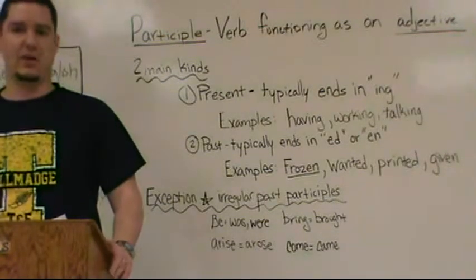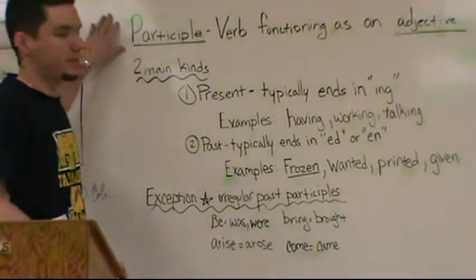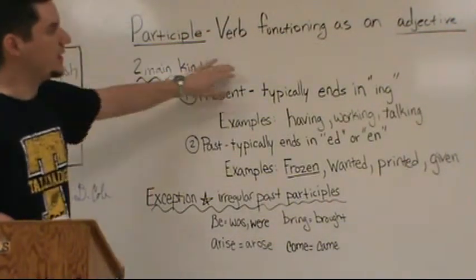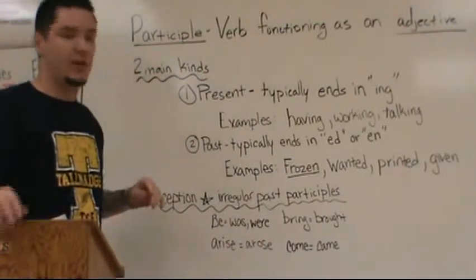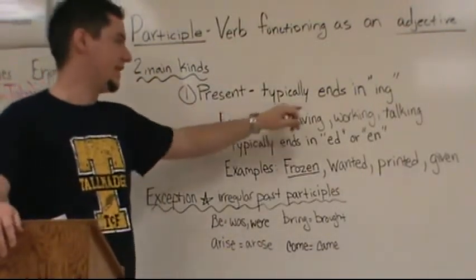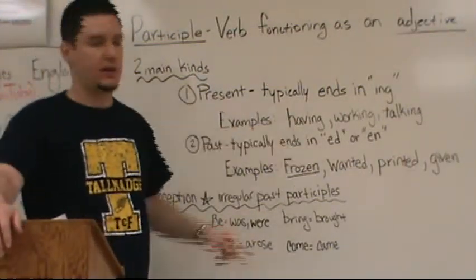All right, before we get to our last sentence pattern here, we have to review a term: a participle. It is a verb functioning as an adjective. There are two main kinds. There are present participles that typically end in -ing, for example, having, working, or talking.